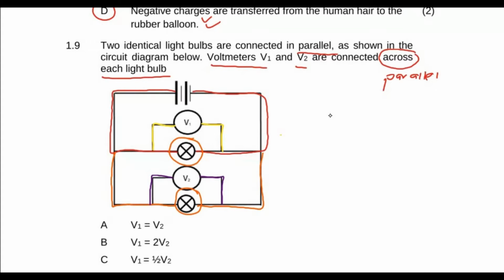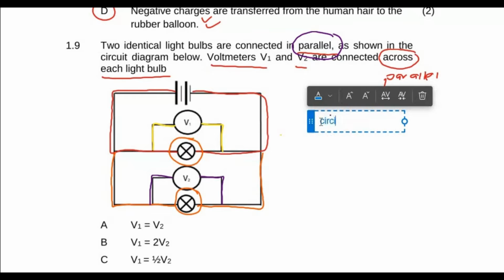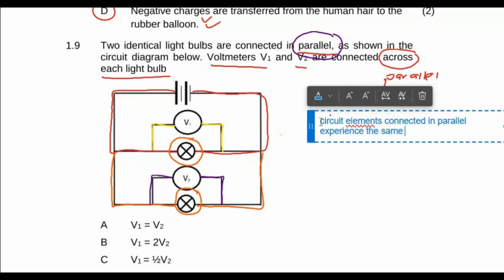Another important thing, because they've mentioned that the two light bulbs are connected in parallel: let me see if I can write that. I think I'll type quicker. Something that you need to know is that circuit elements connected in parallel experience the same potential difference. That is something important to take away from this.